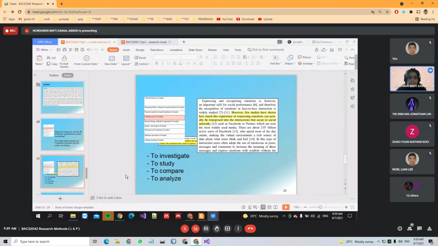The research question is something that you want to investigate, something that you want to study or compare or even analyze in your research. So that's the research question.